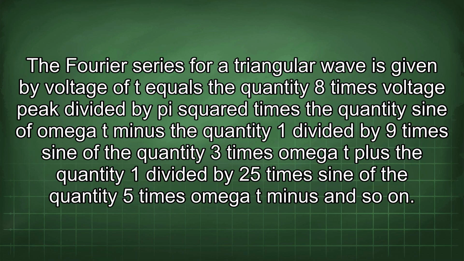The Fourier series for a triangular wave is given by voltage of t equals the quantity 8 times voltage peak divided by pi squared times the quantity sine omega t minus the quantity 1 divided by 9 times sine of the quantity 3 times omega t plus the quantity 1 divided by 25 times sine of the quantity 5 times omega t minus, and so on.